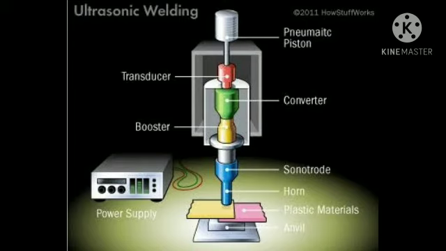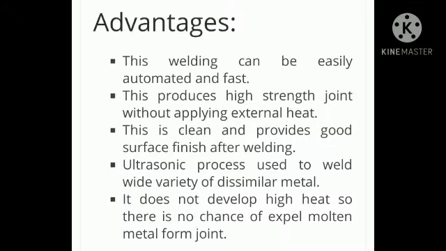Now we will see some advantages and disadvantages of the ultrasonic welding process. The first advantage is that this welding can be easily automated and is fast. The second is that it produces a high strength joint without applying external heat. The third is that it is clean and provides a good surface finish after welding. The fourth advantage is that it can weld a wide variety of dissimilar metals. The fifth advantage is that it does not develop high heat, so there is no chance of expelling molten metal from a joint.